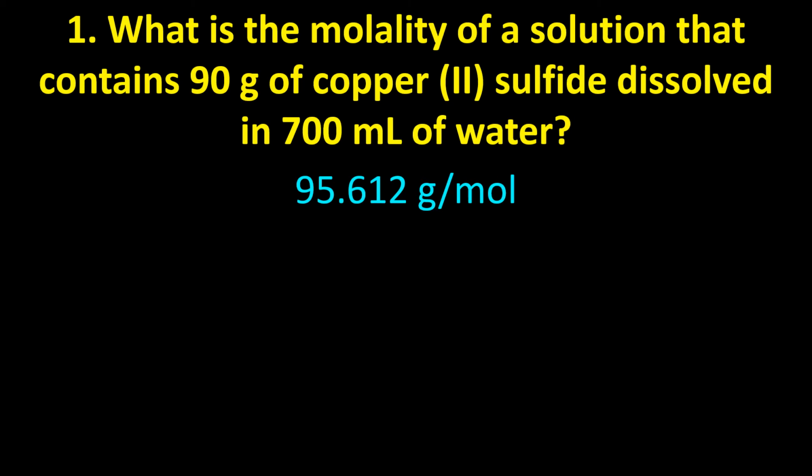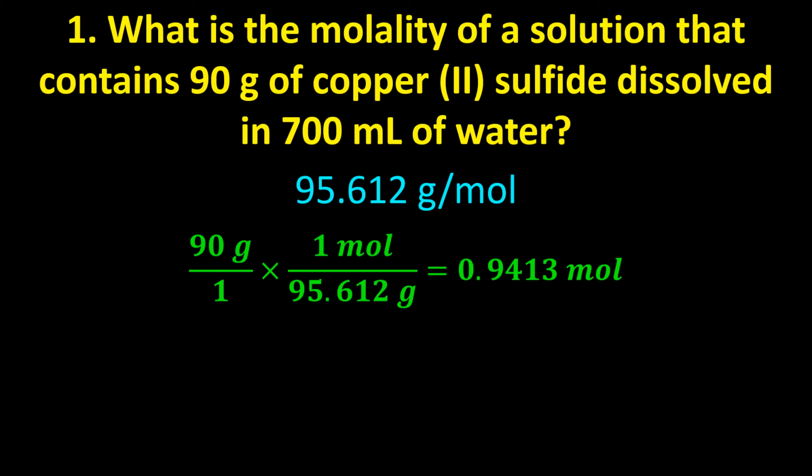It's 95.612 grams per mole, and that's just one copper atom and one sulfur atom added together. The next thing is we need to take the 90 grams and convert that to moles using this molar mass. And here it is. We get 0.9413 moles.